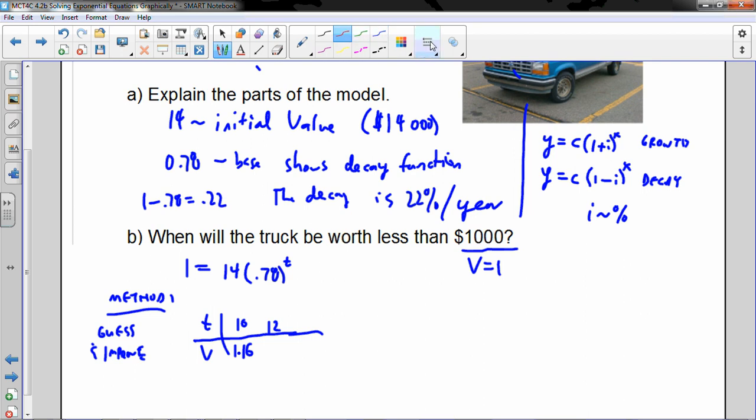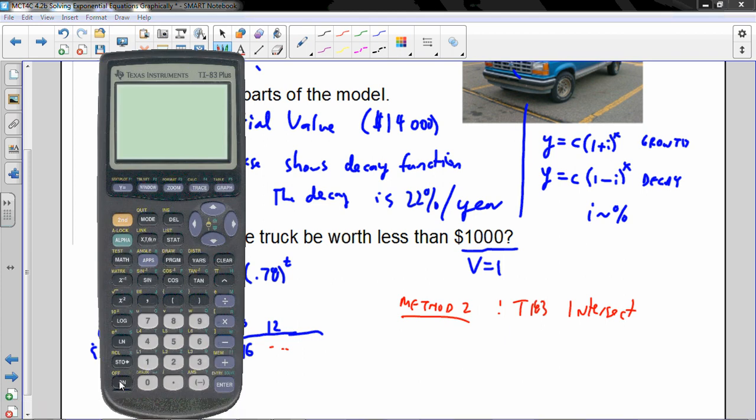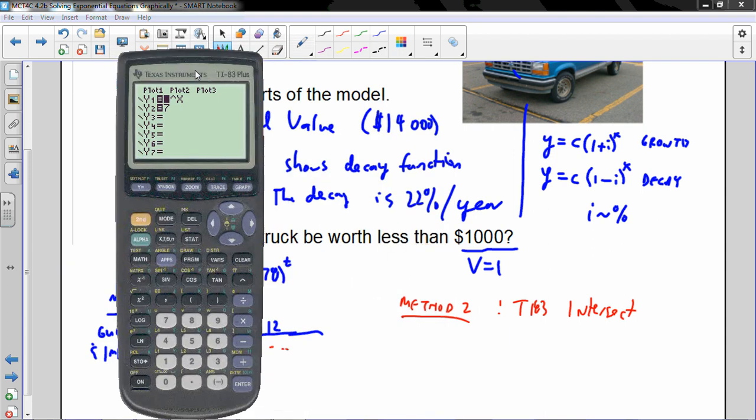I'm not going to finish this way. Method 2 is I'm going to use the graphing calculator, the TI-83 intersect. All right, so we have the stuff left over in our graphing calculator from before, right? That we solved before. So I've got to get rid of that, and I'm going to put the right-hand side in there. 14 times 0.78 to the exponent t, well, x, that's the same thing, and when it's going to be 1.